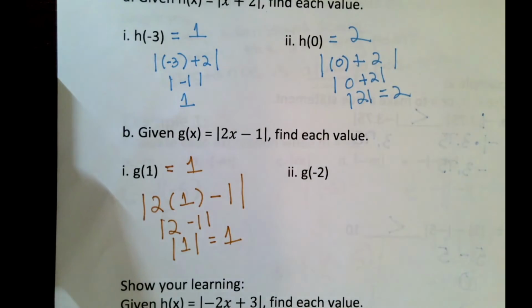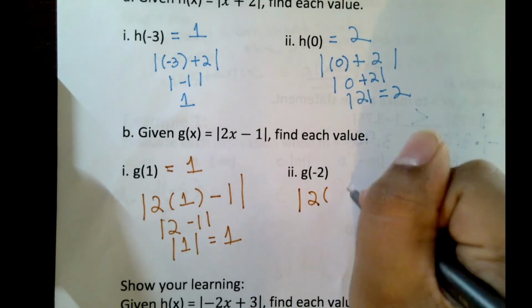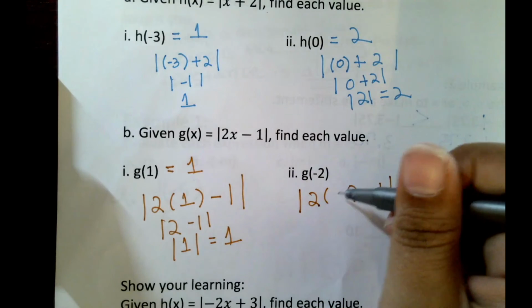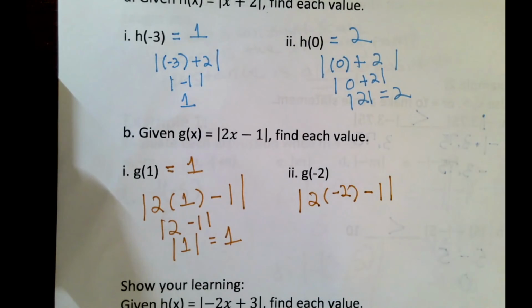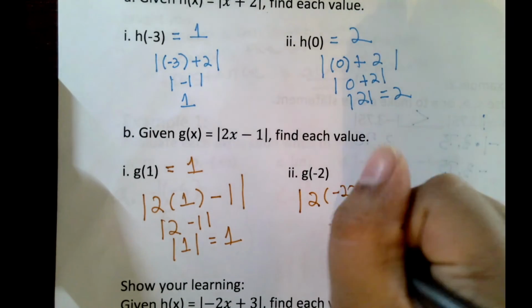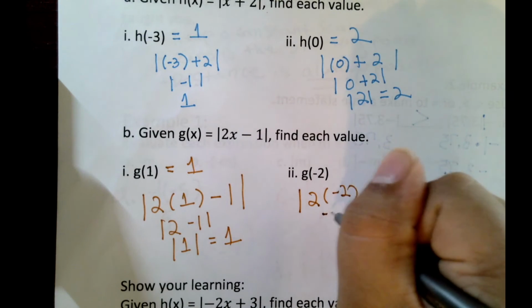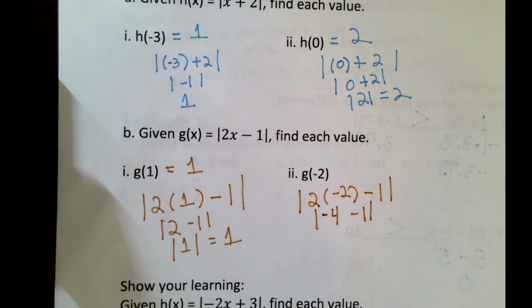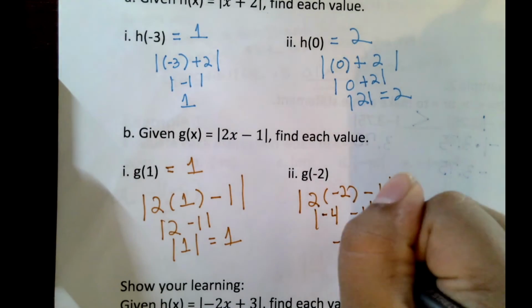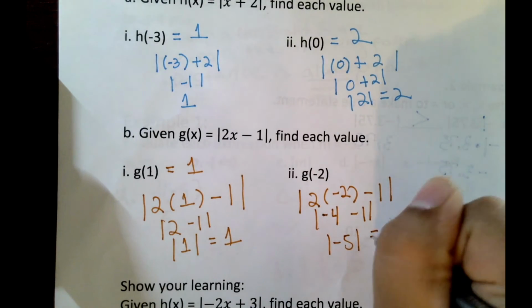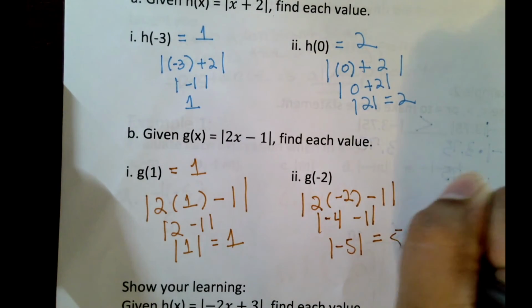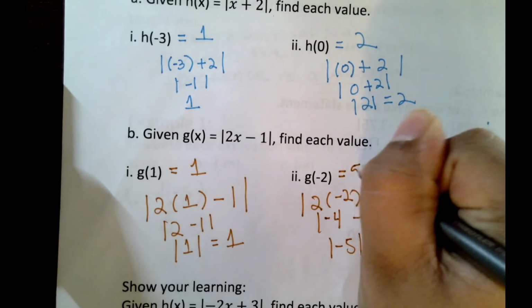Alrighty, let's try this more. Absolute value of 2. Here's our blank for our x minus 1. Okay, this tells us to plug in negative 2 everywhere there was an x, so we can do that. So 2 times negative 2 is negative 4 minus 1. Then negative 4 minus 1 is negative 5. In the very end, when we have our absolute value all by itself with only one number in there, is when we make it positive. So our answer is 5.